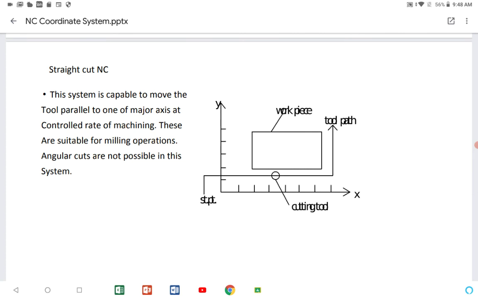Second one, the straight cut system. There is a slight difference. Here the tool is parallel to one of the major axes and moves at a controlled rate of machining, as compared to the first point to point system. Here it can move in a straight direction, therefore the name straight cut NC.